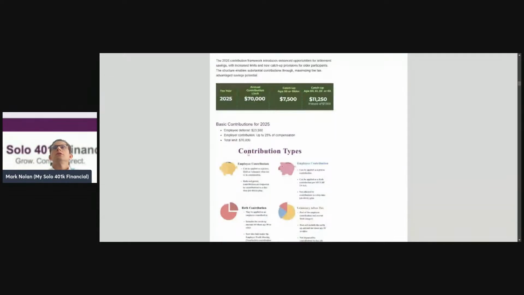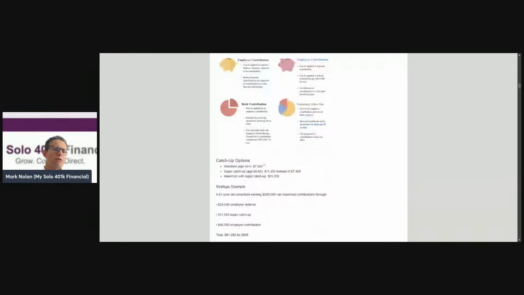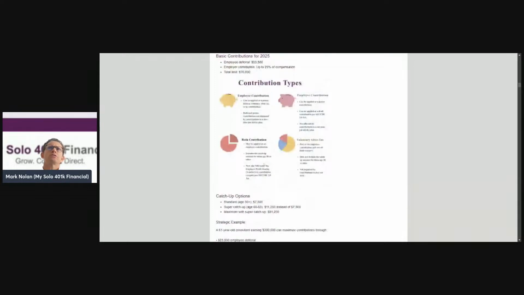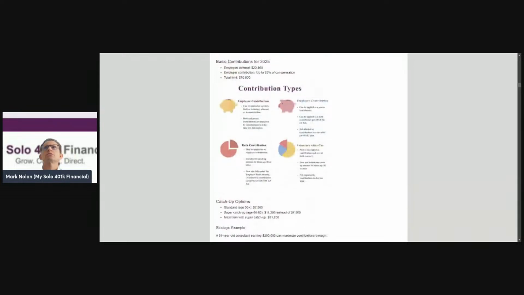All right. So the solo 401k allows for various contribution types: employee contributions, employer contributions, Roth employee contributions, as well as Roth employer contributions, and of course, voluntary after-tax solo 401k contributions.